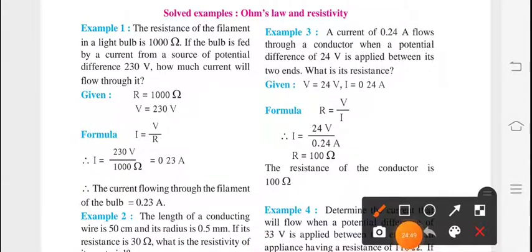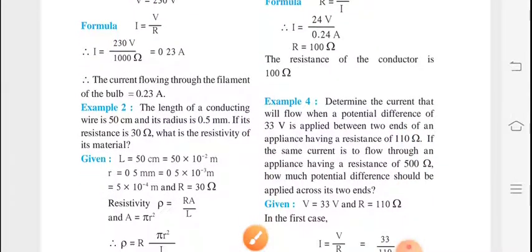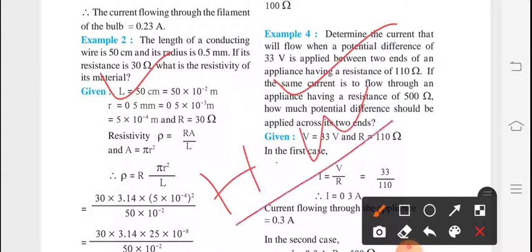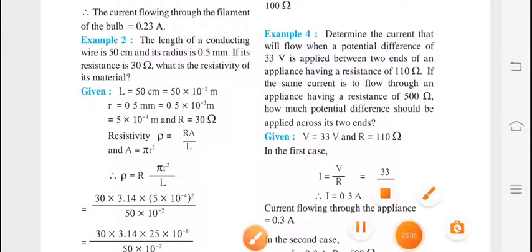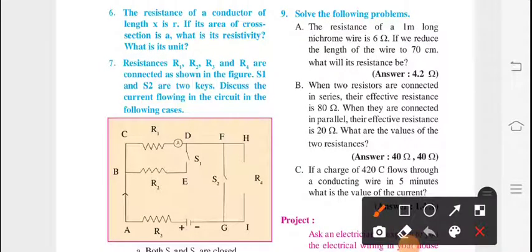Cancel these two numericals, no need to do this 1 and 3. You have to solve this example 2 and example 4 as homework. And today's homework is, you have to solve the exercise part question number 9 A, B, C. All these numericals you have to solve in your notebook.